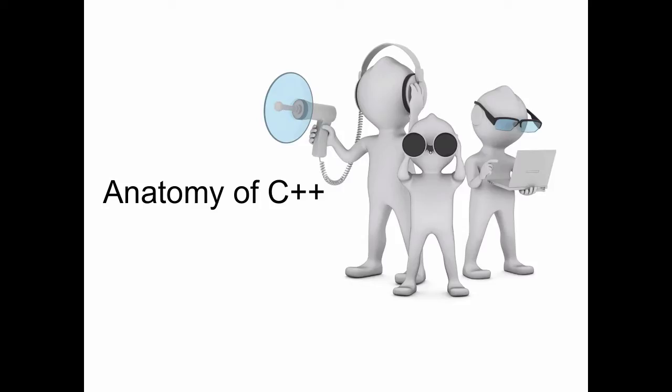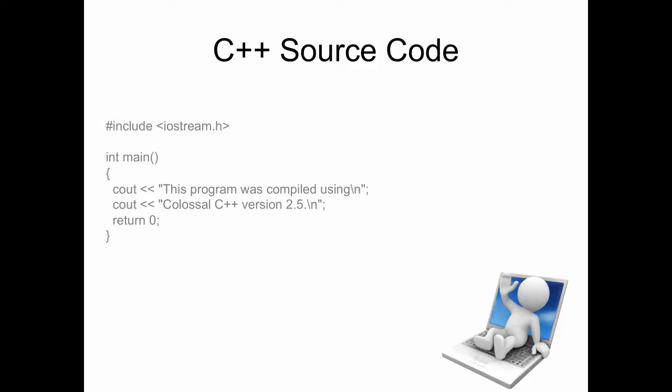Hi, this is Rick. Let's do an anatomy study of a C++ program. When we talk about C++ and the way we write it in here, it's going to be called source code. In other words, the code itself is going to be the source of the program. And this is what one might look like.